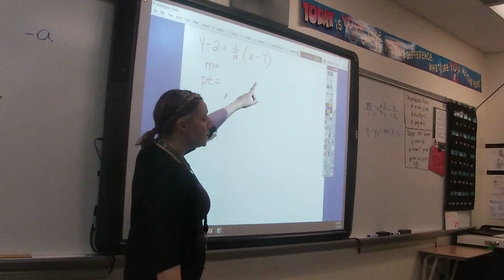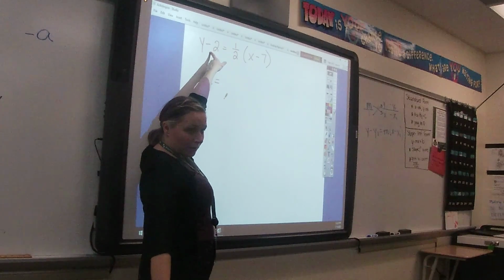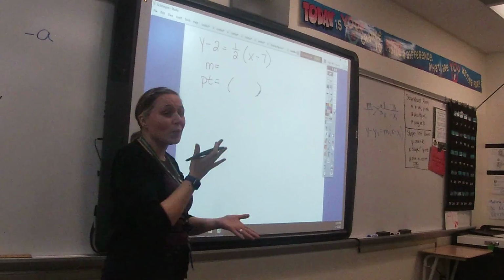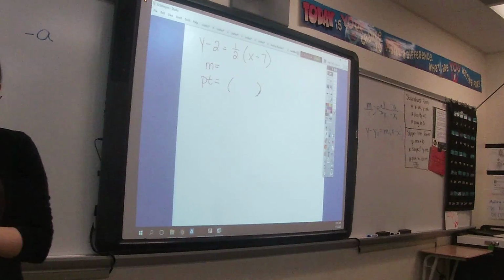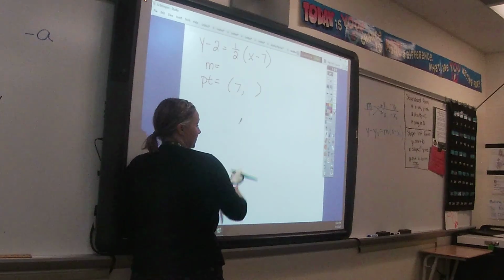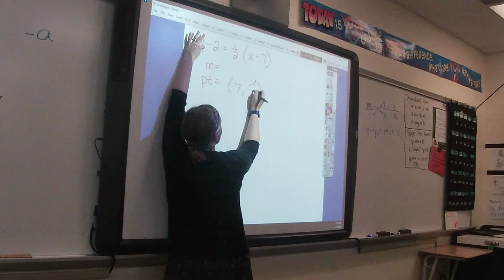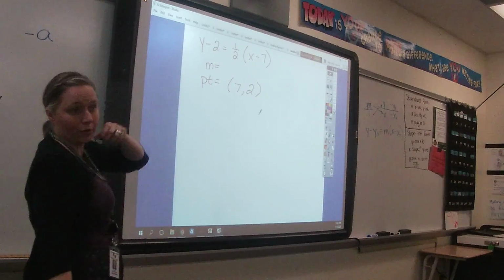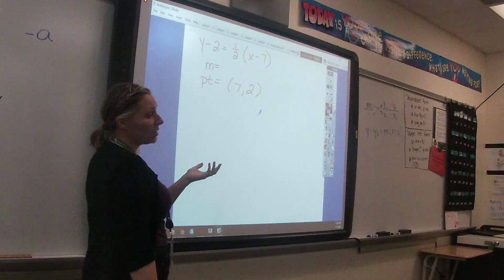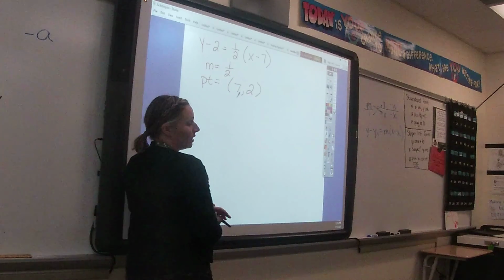So our point, right, we're looking at an x value and a y value. Our x value needs to go first, and we have to take the opposite sign of what it looks like. So it looks like a negative 7, so I'm going to write a positive 7. The y value over here looks like a negative 2, so I'm going to write a positive 2. Okay, the slope is a little bit more straightforward. What's my slope? 1/2. No changing the sign, nothing there, it just is 1/2.